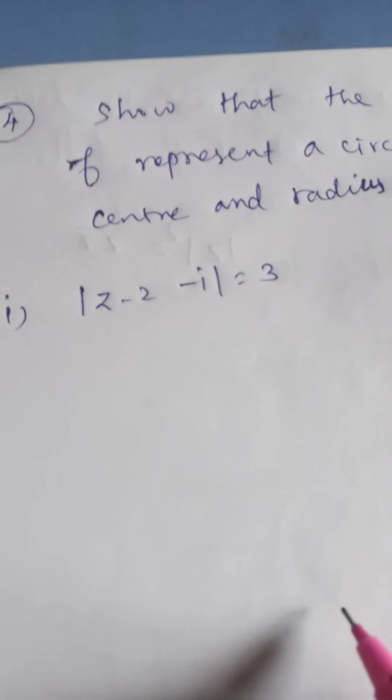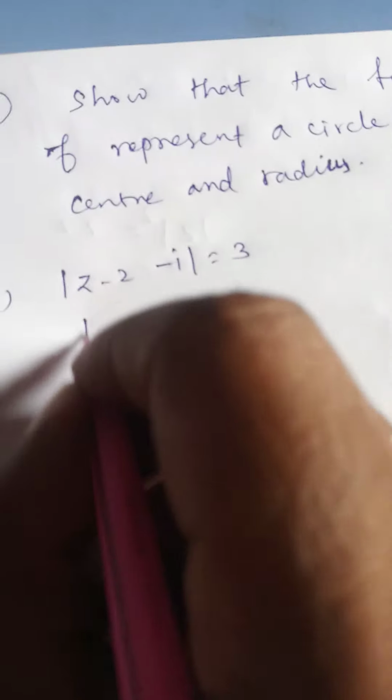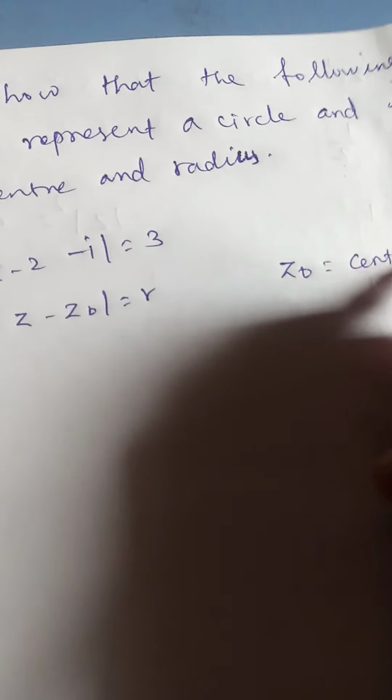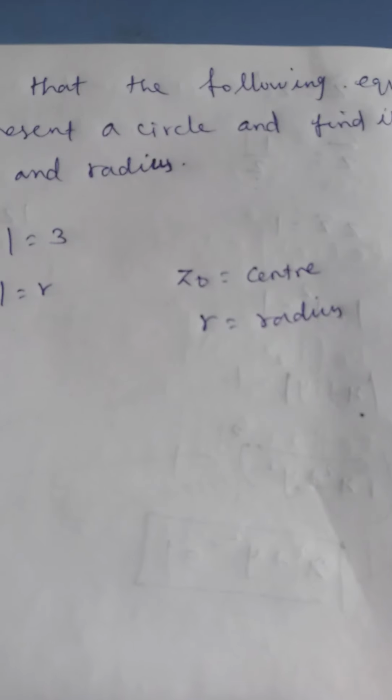Subdivision 1: modulus of z minus 2 minus i equal to 3. The representation of a circle is on the condition modulus of z minus z naught equal to r, where z naught is the center and r is the radius.